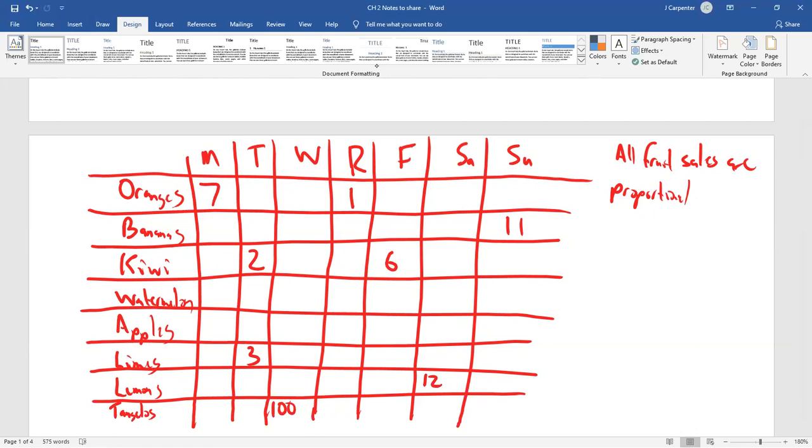So I'll give you a minute to write down that table. Those of you who are following along live, not a minute, but maybe 20 seconds, 30 seconds. Make sure you get the numbers in the right days and the right fruit. So that's 7 oranges on Monday, 1 orange on Thursday. We got 11 bananas sold on Sunday. We got 2 and 6 kiwis sold on Tuesday and Friday. We got 3 limes sold on Tuesday. We got 100 tangelos sold on a Wednesday, 12 lemons sold on a Saturday.